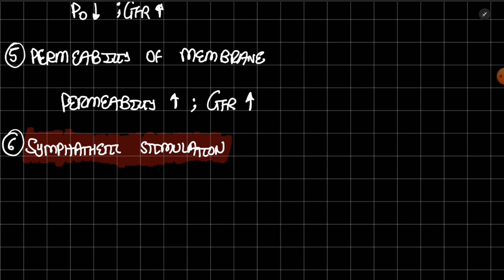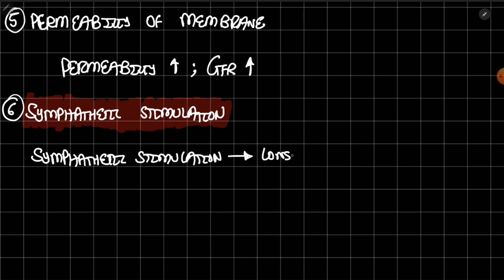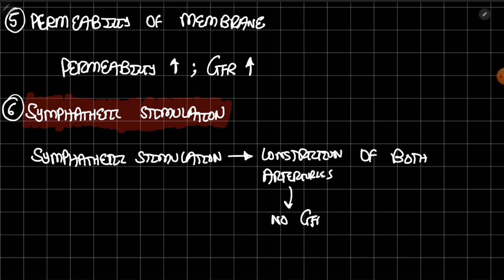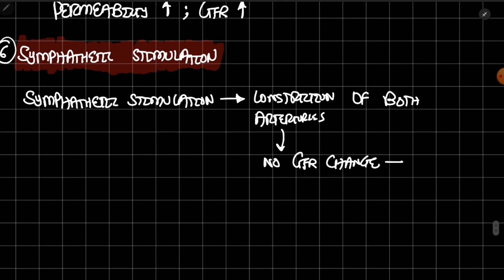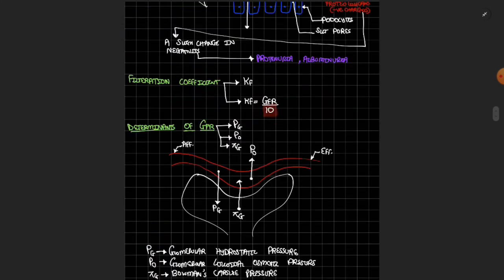Why? Sympathetic stimulation will cause constriction of both arterioles, but there will be no GFR change. Why? The concept is autoregulation. The GFR gets autoregulated, like the renal blood flow gets autoregulated, so the GFR remains normal. So this was all about the glomerular filtration rate.